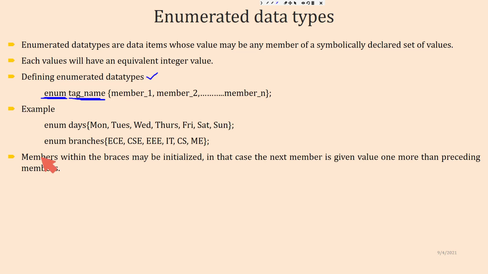I will try to explain with the help of an example. Here enum is a keyword, days is the enum tag. Here I have written mon, tues, wed, thurs, fri, sat, sun. So days is actually a user defined data type. Similar to integer and character, days is also a data type. But who defined it? It is defined by the user.